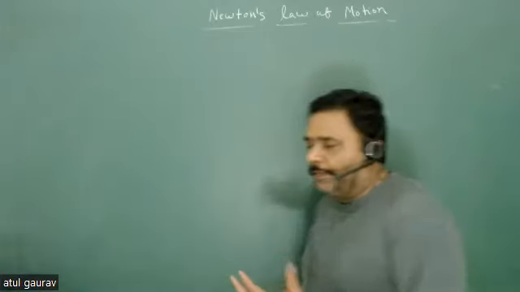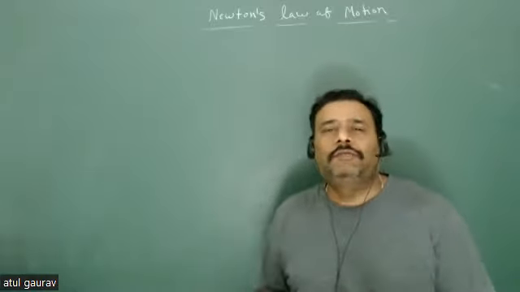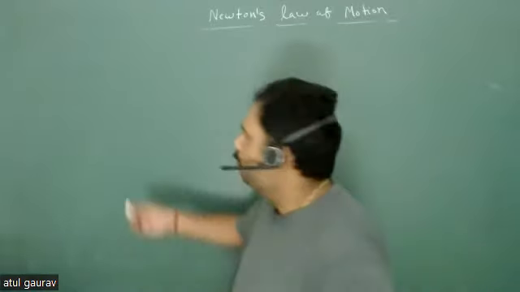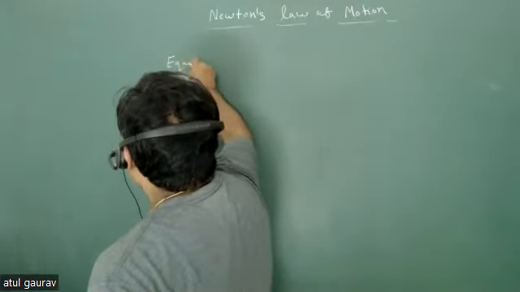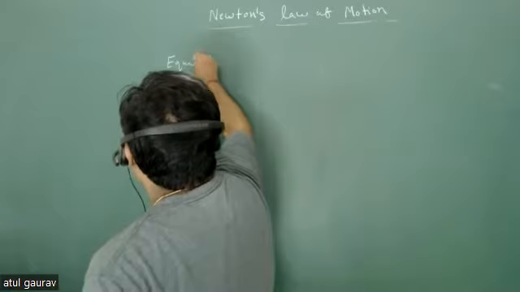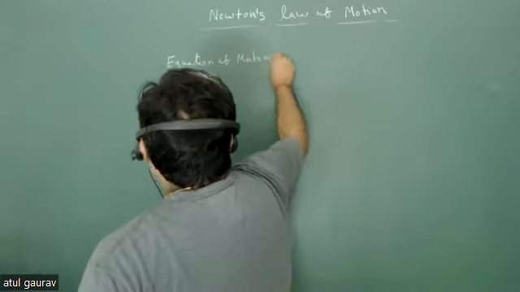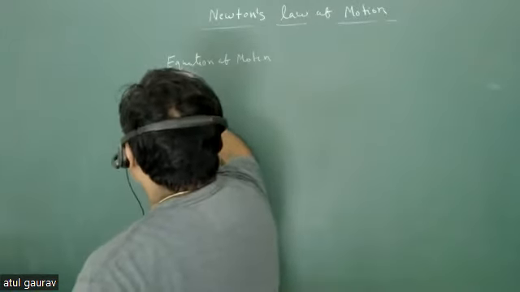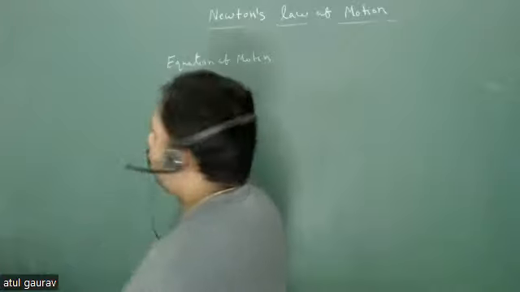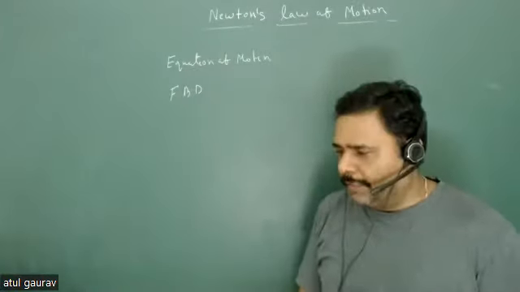Basically, we have to complete this particular topic, and first we have to go for Newton's law. Today, we will just discuss the equation of motion. So first today I will go for the equation of motion, and then I will go for FBD, free body diagram: how you can make a free body diagram and calculate Newton's law, F is equal to ma.